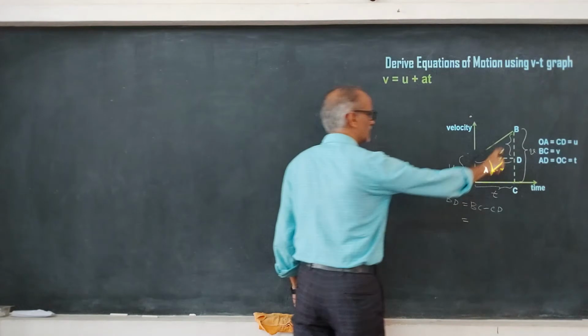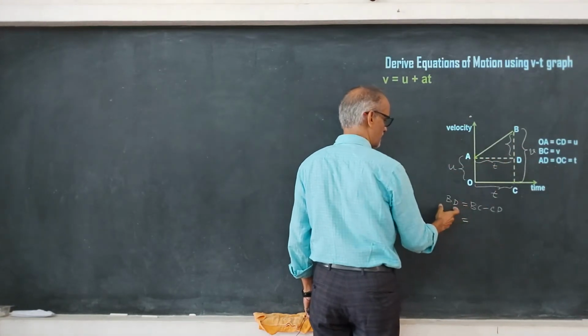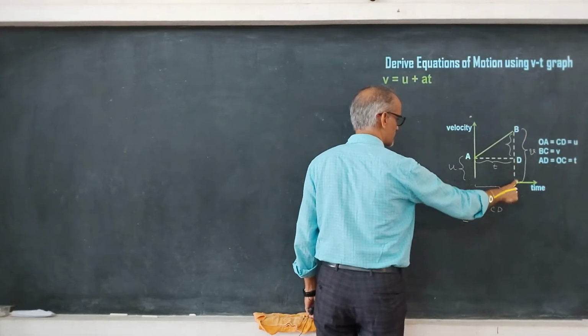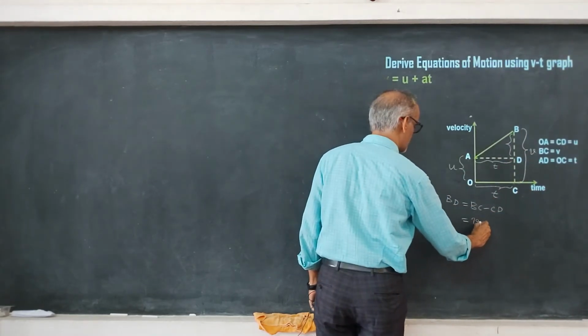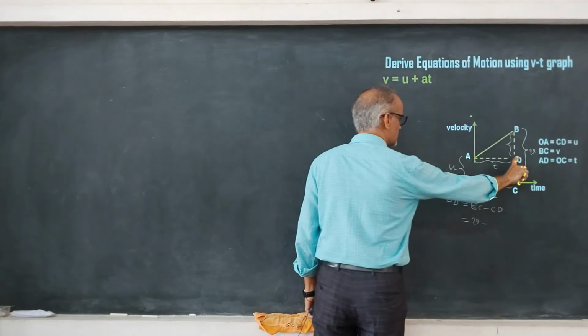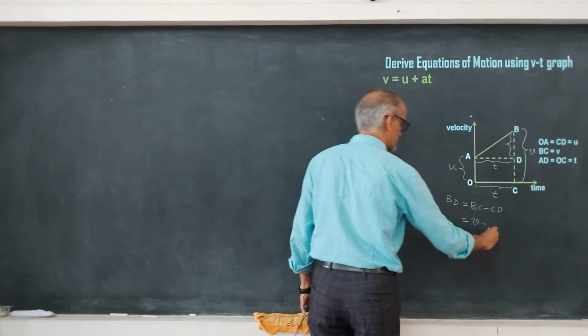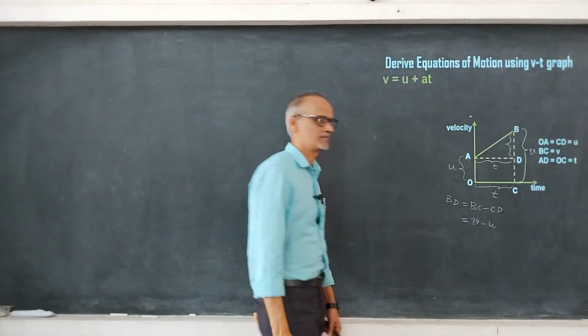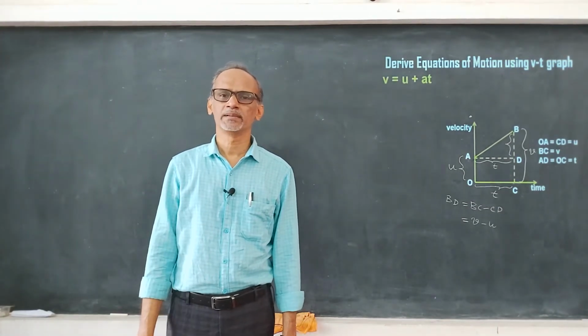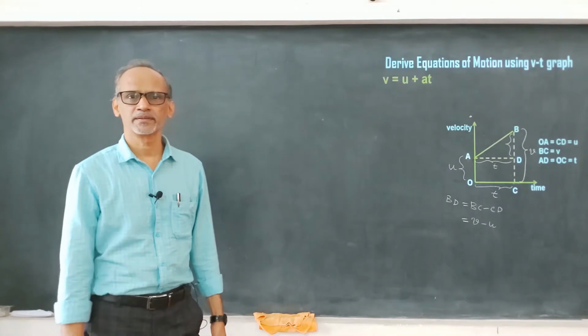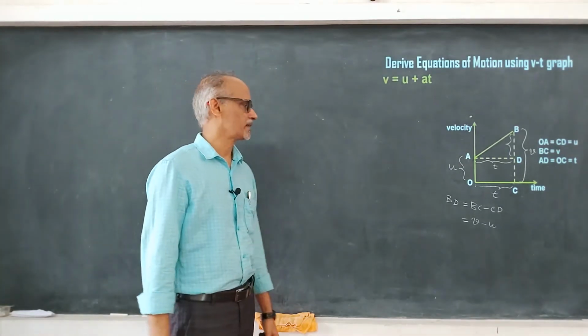Check this, see. BD is equal to BC minus CD. So what is BC? BC is nothing but v, the final velocity, minus what is CD? CD is nothing but OA only, which is the initial velocity. Clear? So this graph has to be drawn very clearly, properly, before you start deriving it. Okay? Right. So let us derive.